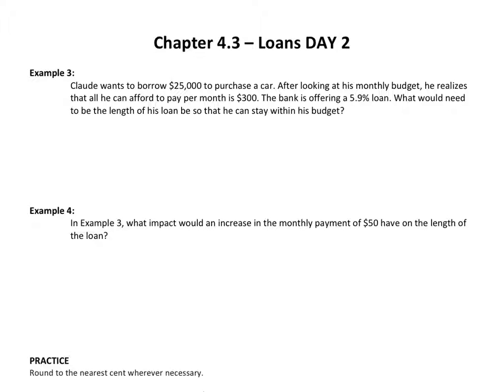Okay, so if you put the equation in properly and put all the values in properly, you should get that time equals 8.96 years. Let me make sure that I have it put in there properly. Looks like it. 25,000, $300 a month, 5.9. Yeah, 8.96 years, which you should get. Now, that's really all you do.